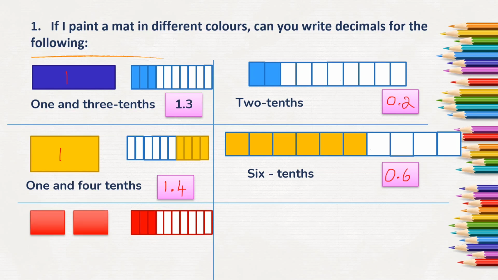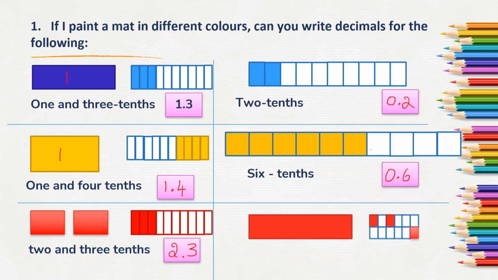2 whole. 2 whole is considered and then 3 parts out of 10 parts are considered. So you will write it as 2 and 3 tenths. In decimal, yes, 2 is the whole number. But this is not one whole. This is only 3 parts out of 10 parts. So you will write 3 tenths.